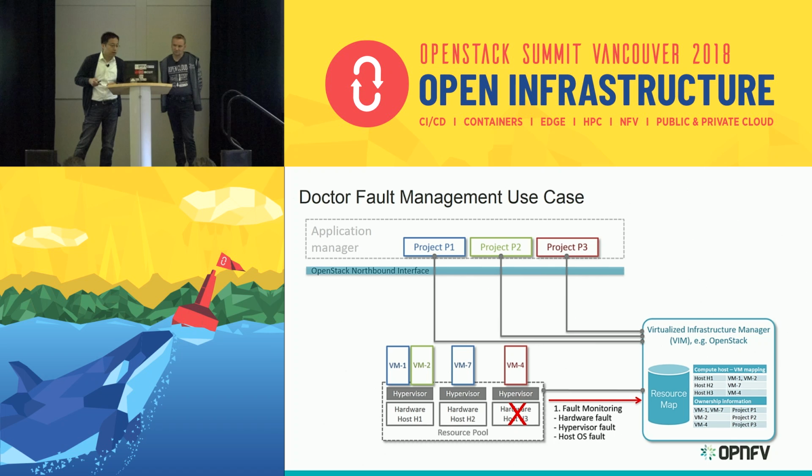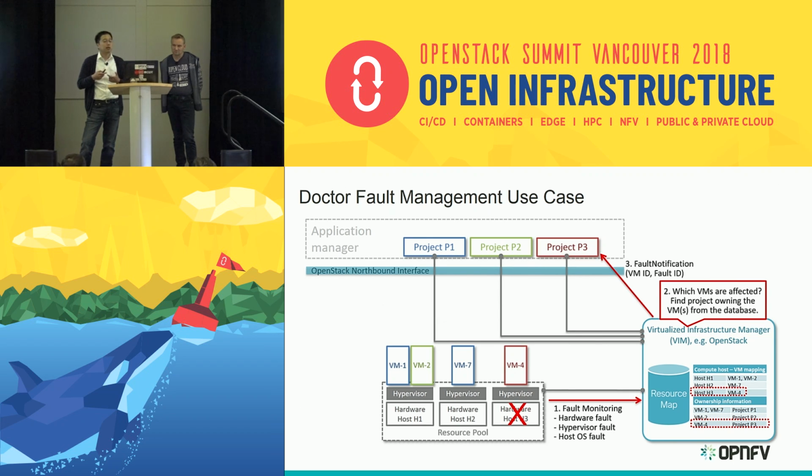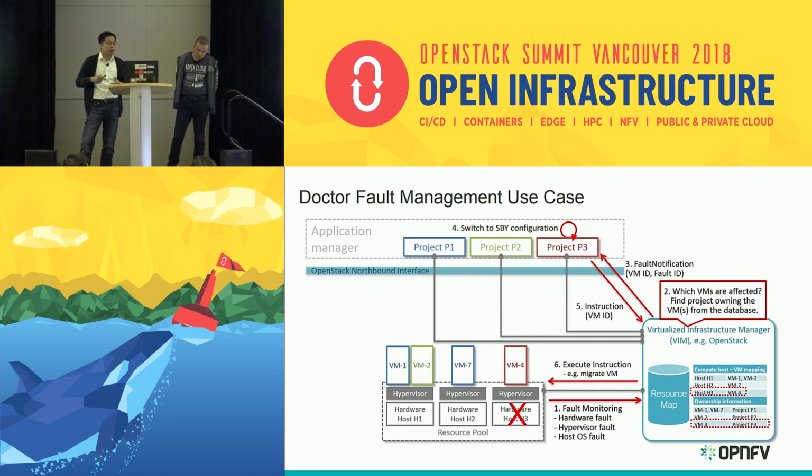Then the virtualization infrastructure manager will capture that failure, translate the failure to the affected VMs, and provide this information properly to the owner of that VM. And then the owner of the VM can do some recovery action. In this case, switch the active-standby configuration, and then set back to the VM. Sometimes do some migration or evacuation in OpenStack terminology.